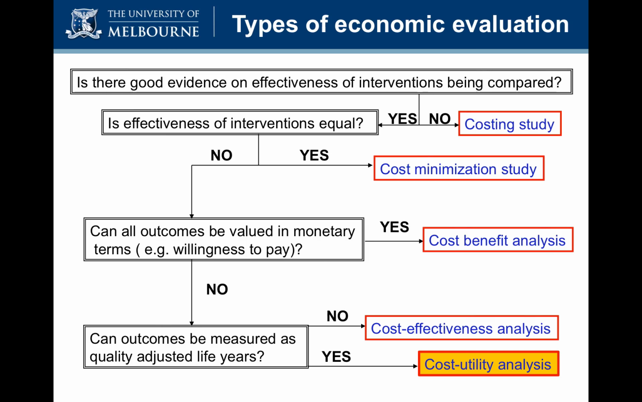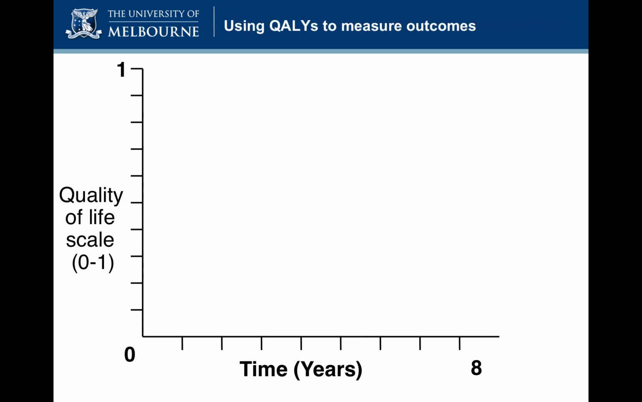So the final type of analysis we'll consider is cost-utility analysis. And this is when you can measure outcomes in quality-adjusted life years. What are quality-adjusted life years? Well, it's best illustrated by this diagram here.